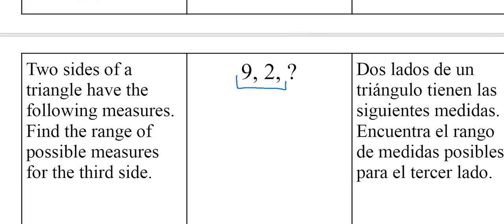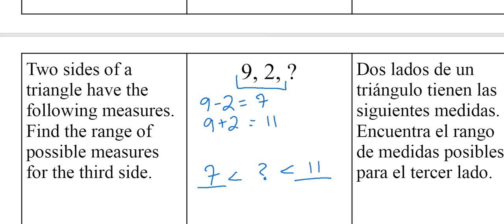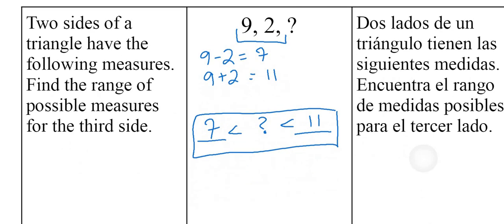Okay. Again, same question, trying to find the range of possible values for this question mark. The difference of the first two is 7, and the sum is 11, and those are the numbers I need to form my answer. 7 is less than my question mark, which is less than 11.